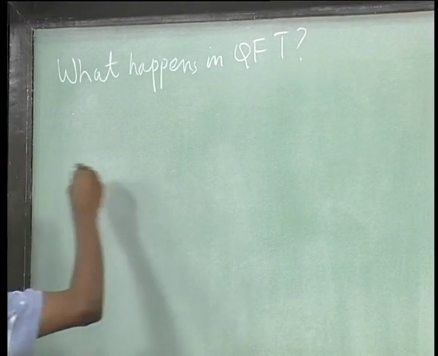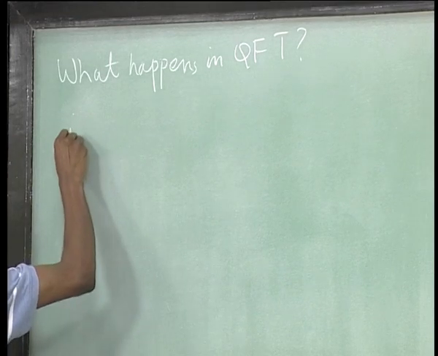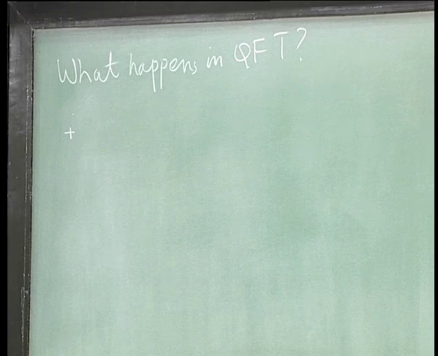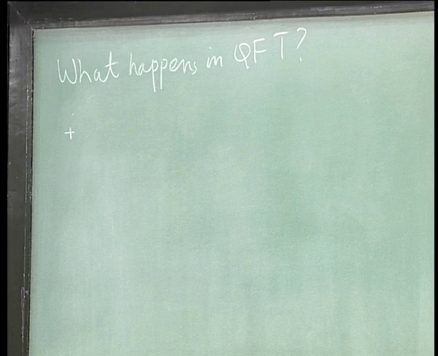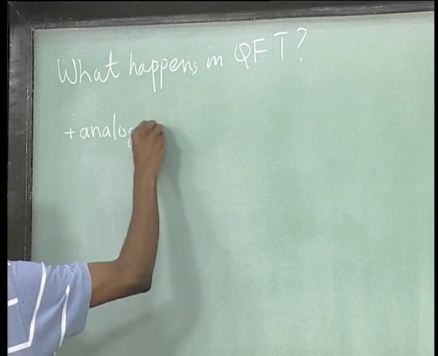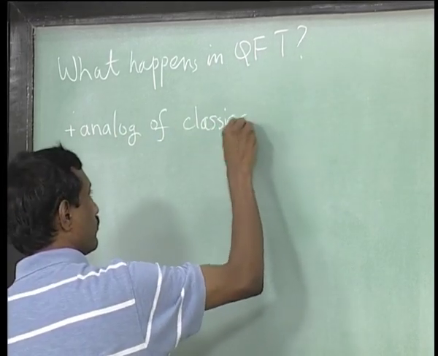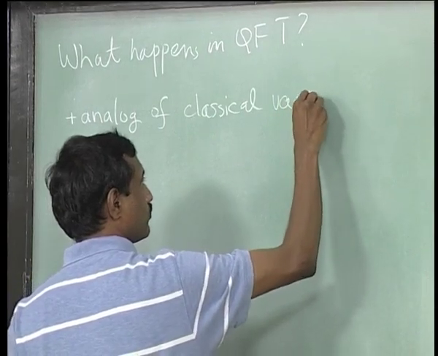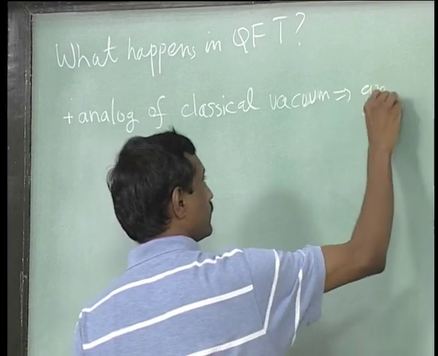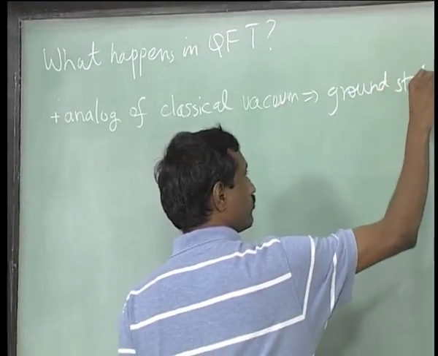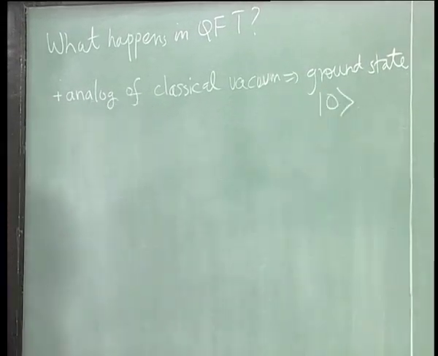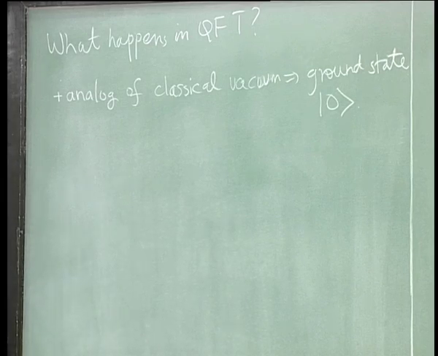So the first point to remember is that I keep using classical vacuum solutions, but the analog of that in quantum mechanics or quantum field theory is the vacuum, which is the ground state, and usually you use a symbol something like this. So that is the first point.